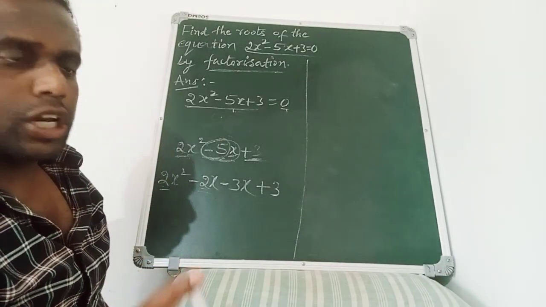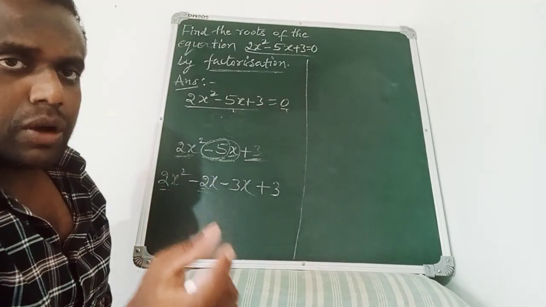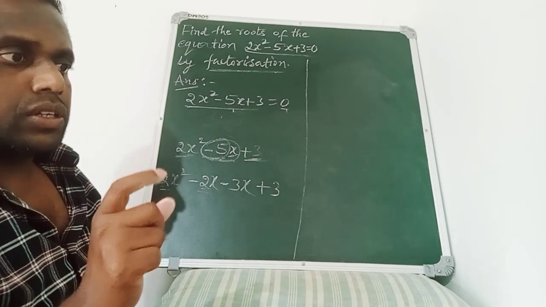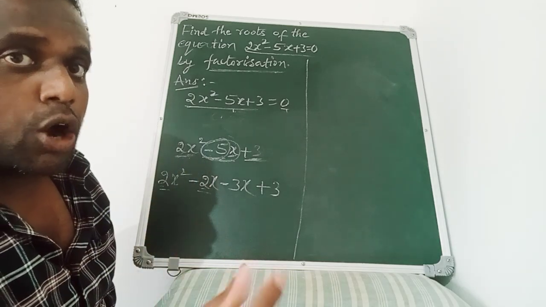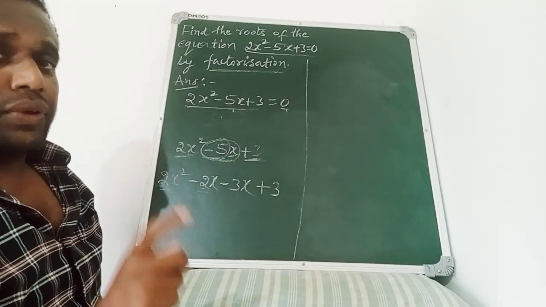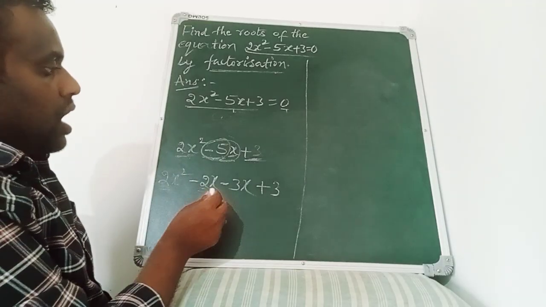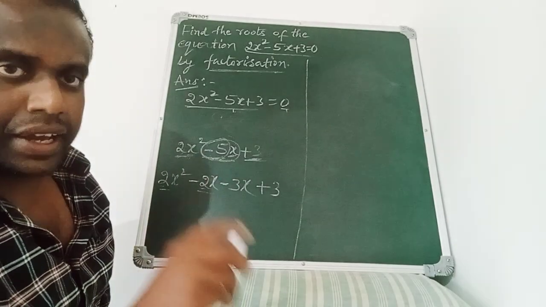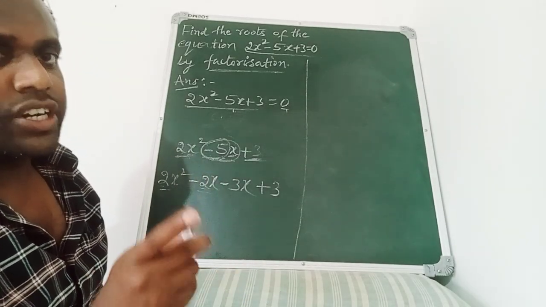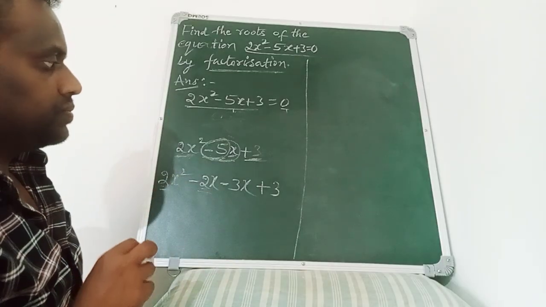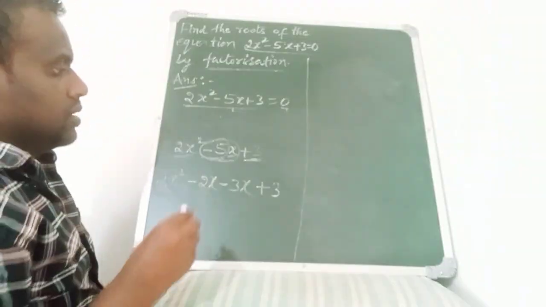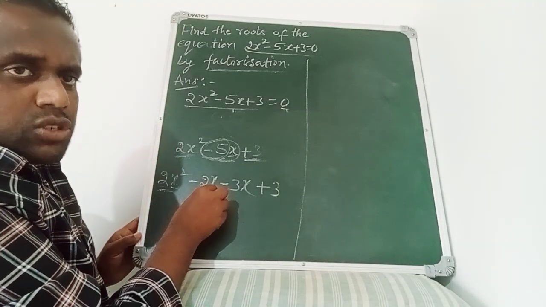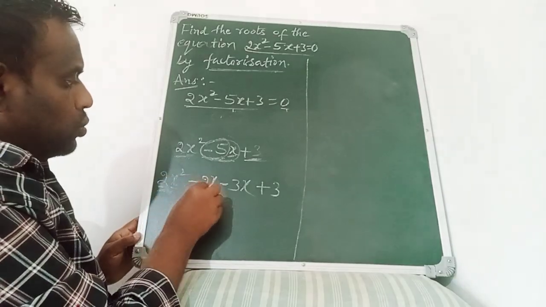Remember, while grouping the terms, we have to group two terms together, and there should be something common. When I say something common, either only a constant you can take, or both constant and variable you can take as common. So here variable x is common, and number 2 is common.